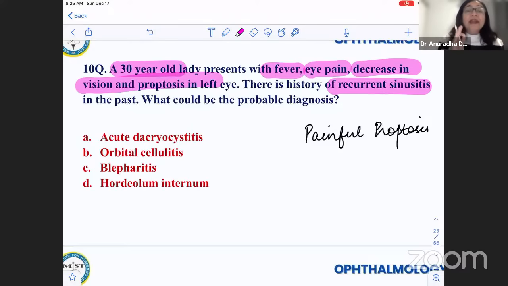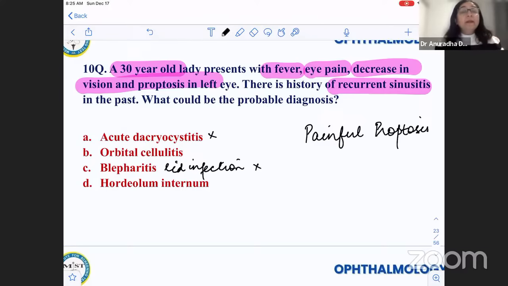Is it acute dacryocystitis? Dacryocystitis means lacrimal sac infection. In lacrimal sac infection, there will not be proptosis. There will be swelling in the sac area, and the lacrimal sac area is on the medial side. Is it blepharitis? Blepharitis is only lid inflammation, so vision should not be compromised. The vision should be normal. So this is not the answer.